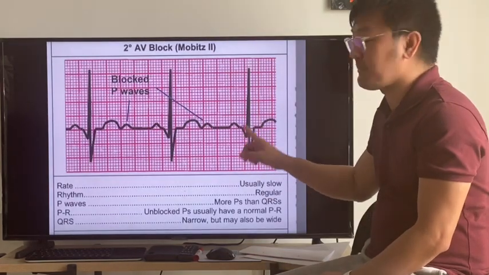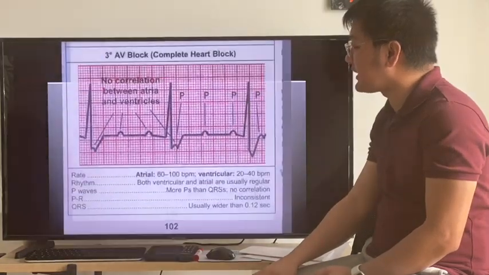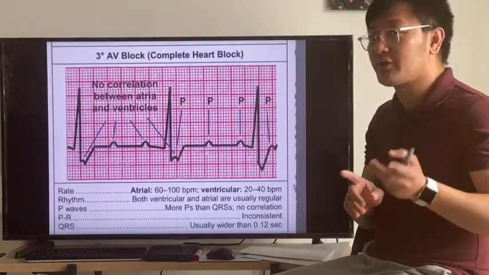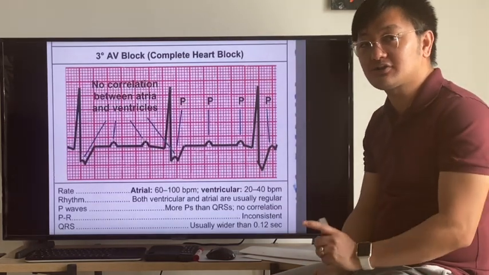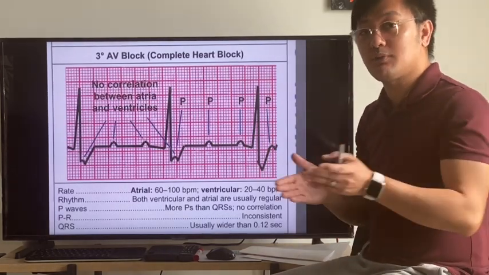The moment that the PR interval is not normal, that is your third degree AV block. So in third degree AV block, there could be more than one P wave in every QRS. The PR interval is inconsistent. It could be normal or it could be prolonged.